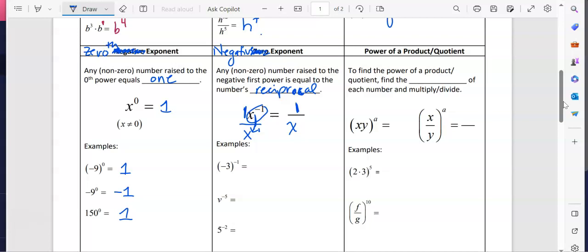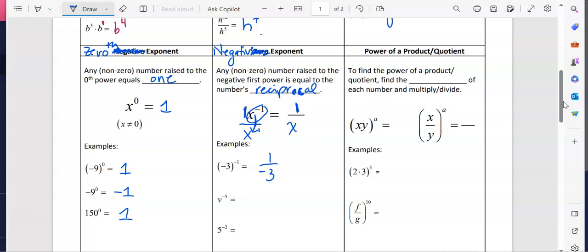and we have negative exponents, we can move things independently of each other. So negative 3 to the negative first power would be 1 over negative 3. We move the negative 3 to the first power to the denominator, change its exponent sign to positive 1, and we get negative 1/3. That's its reciprocal.